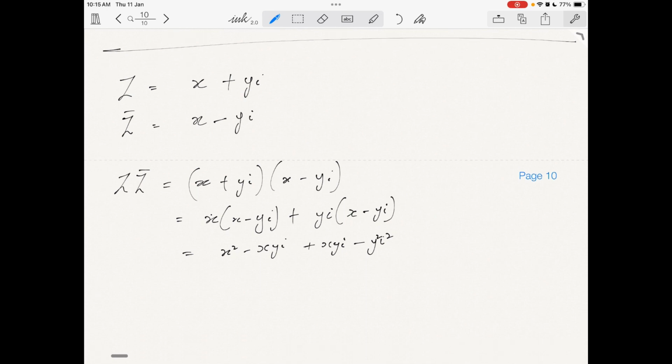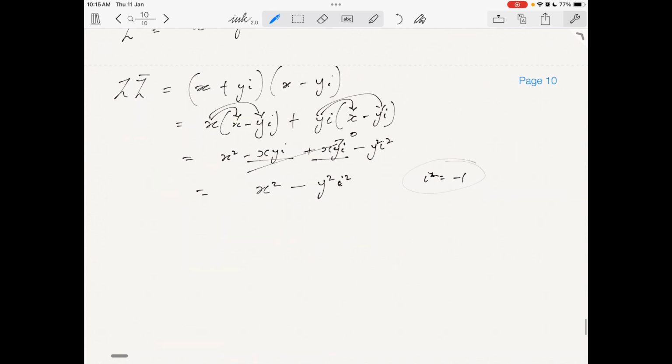Okay, because this will multiply this, this will multiply this, this will multiply this, and this will multiply this. So we can see that this is similar to this. So the two of them cancel out to give 0. So we are left with x squared minus y squared i squared.